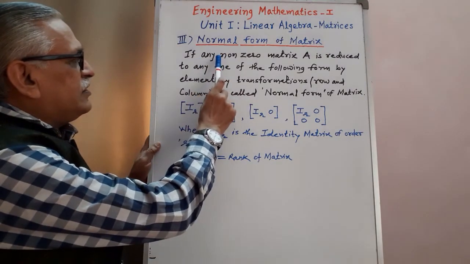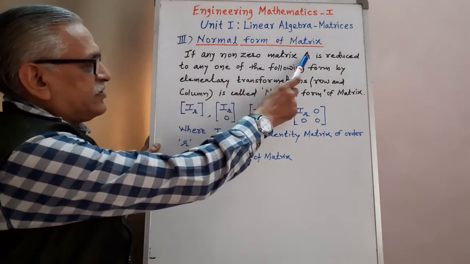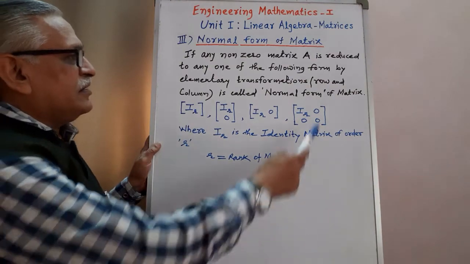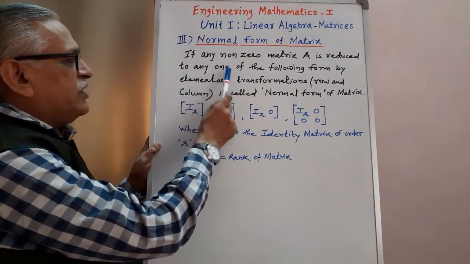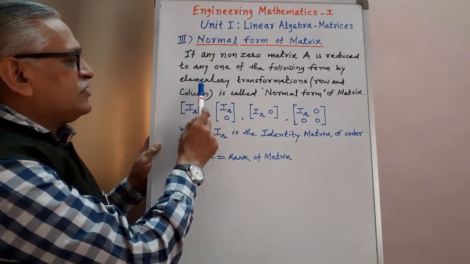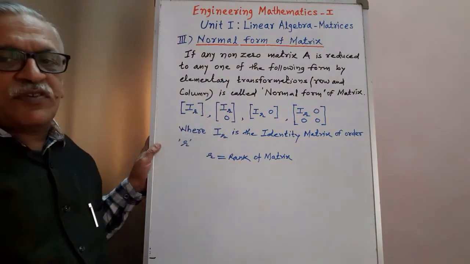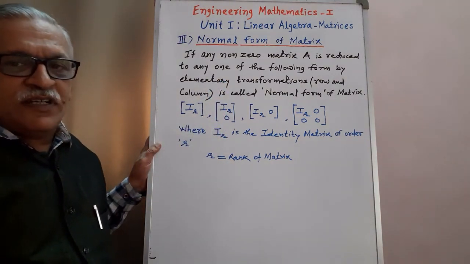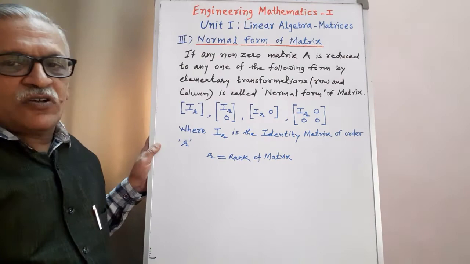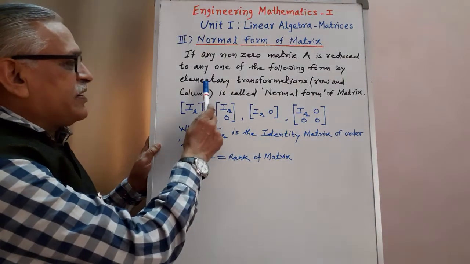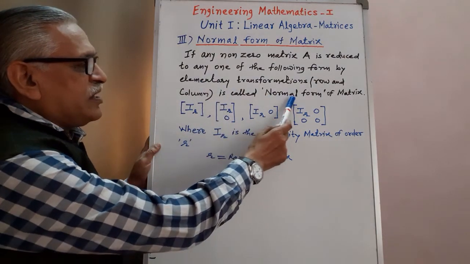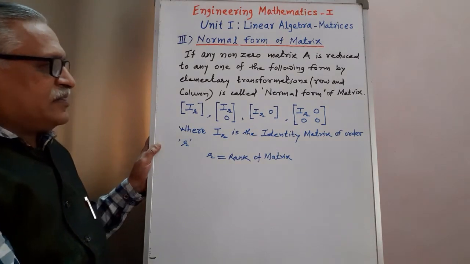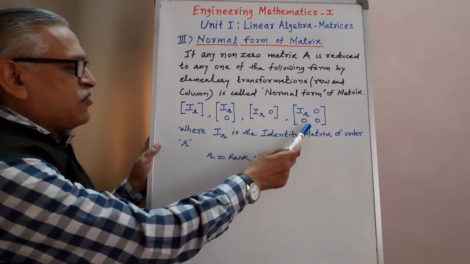If any non-zero matrix A is reduced to any one of the following forms by elementary transformations, row as well as column, it is called the normal form of the matrix. Here we have to apply both row as well as column elementary transformations. There are a total of 4 different forms.